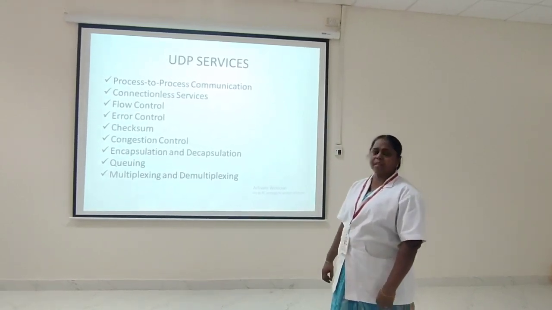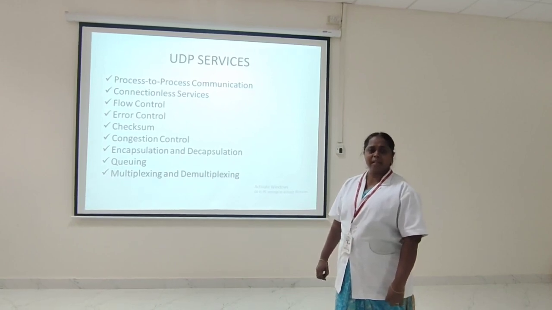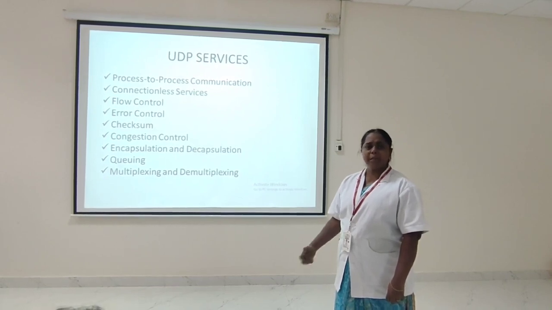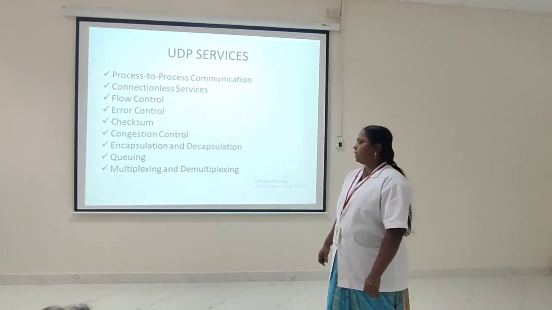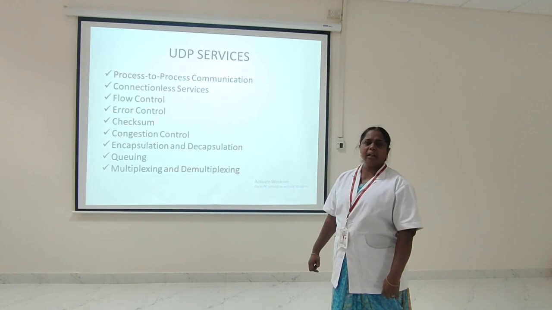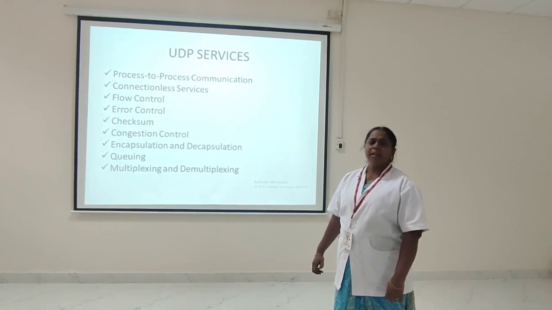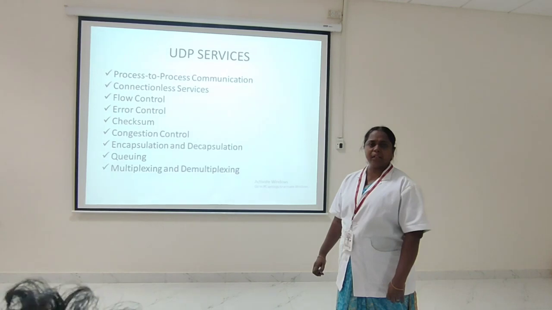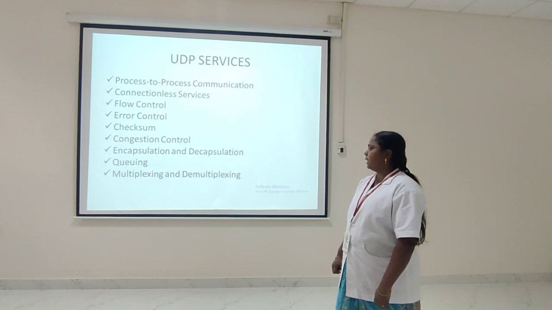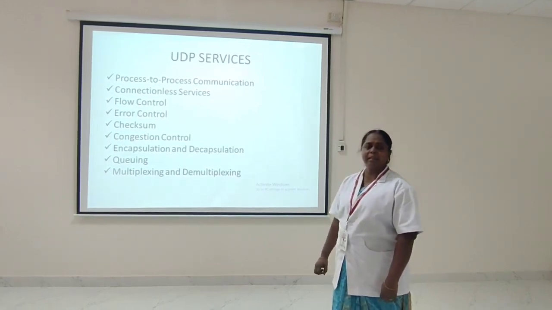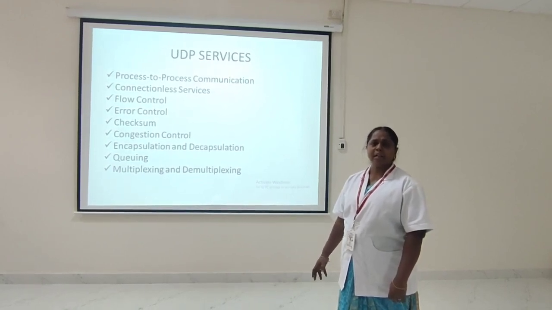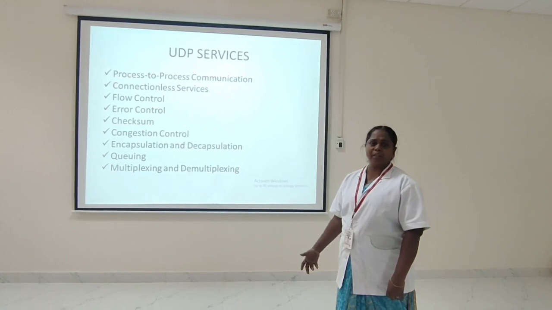Then encapsulation and decapsulation. Every packet has additional information regarding the original data. This is called encapsulated data, and it will be decapsulated at the receiver end. It is one of the services provided by UDP. Then queuing. The packets that are delivered are maintained in a queue. At the receiver end, the packets that are received are all collected in the queue, and also on the sender side, a queue is maintained to send the packets. Then multiplexing and demultiplexing. Multiplexing is nothing but many to one: many signals are converted into a single one. Demultiplexing is vice versa, converting single data into many data.